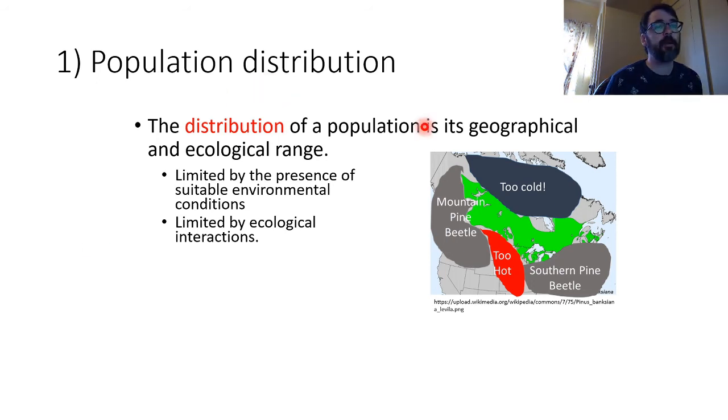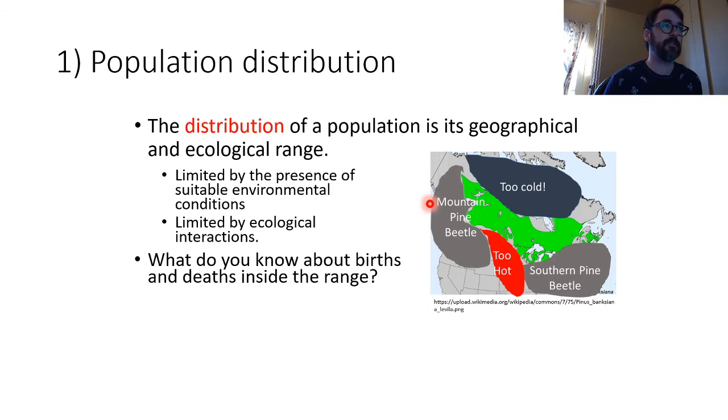The distribution of a population is simply its geographical and ecological range. And obviously this is limited by the environment, and it's limited by interactions. And we saw this with jack pine. Remember, we sort of hypothesized what might be limiting the range of jack pine, and we used some maps to sort of rule out certain hypotheses, right? And so what we think is that it is limited by temperature, and it's limited by interactions on the sort of east and west, right? And so that's what limits the distribution of its ecological range.